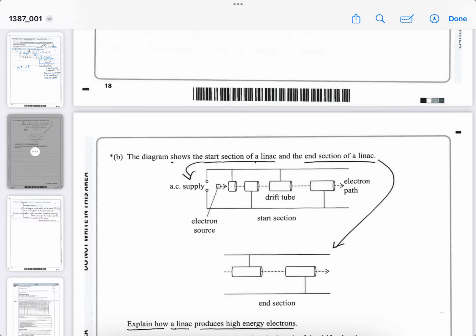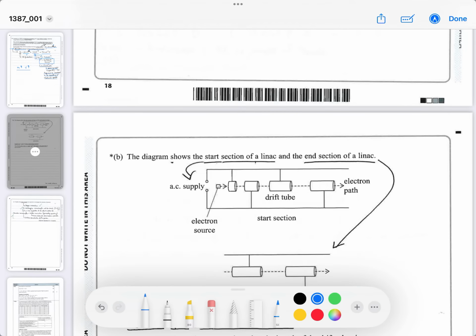And the end section is that the electrons keep going through what are called drift tubes. Now you'll notice that these drift tubes keep getting longer and longer from the start to the finish. So this is the continuation here of the drift tubes as it gets longer and longer. So imagine that the linear accelerator is just getting longer and longer, and inside it these drift tubes are getting longer and longer. Now between the drift tubes you'll notice that there is an AC supply connected to each consecutive drift tube.